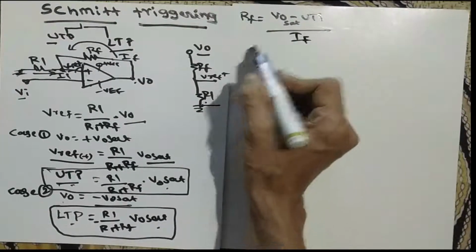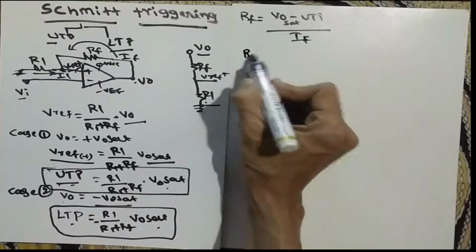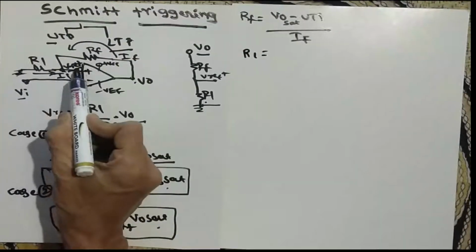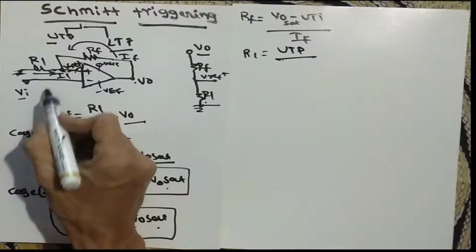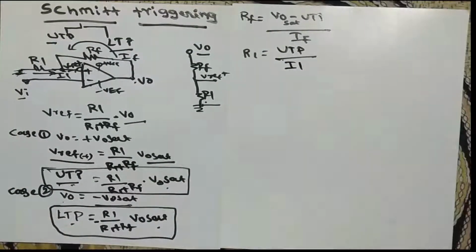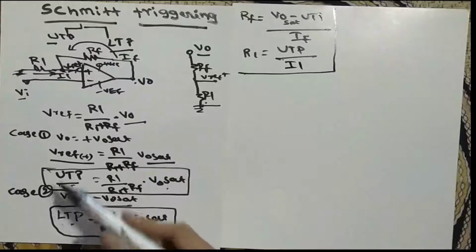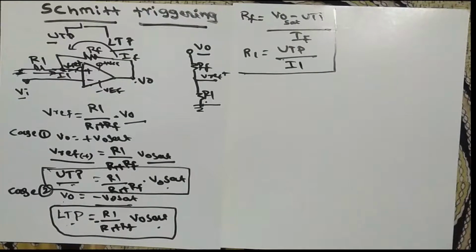Similarly, if you want R1, what is the formula for R1? For R1 we have only one voltage, V reference, and we take the positive side, so R1 is UTP divided by the current, which we call I1. These are the equations for the resistances, and these are the equations for UTP and LTP. This is actually a very easy method. Only remember we have two types of V reference for the comparison. When V0 is plus V0 saturation, whatever we get is called the upper trigger point. When V0 is negative V saturation, whatever we get is called the lower trigger point.